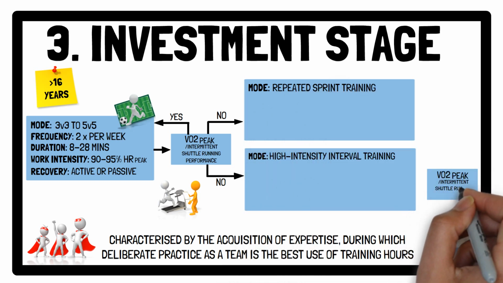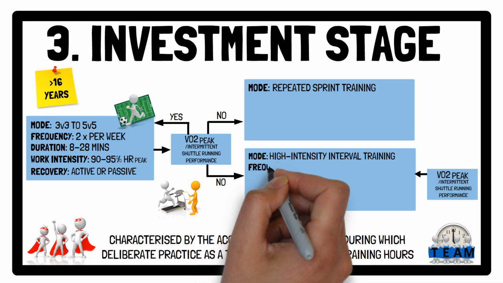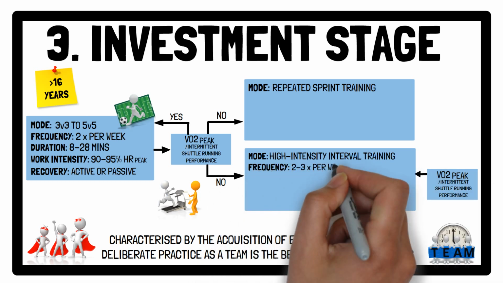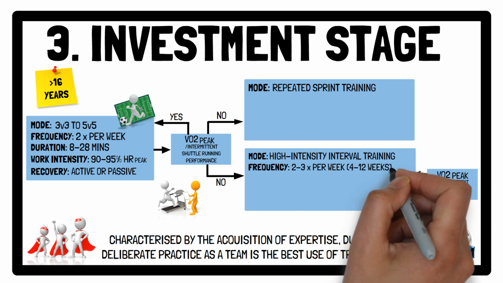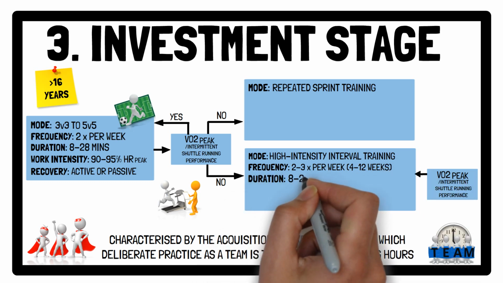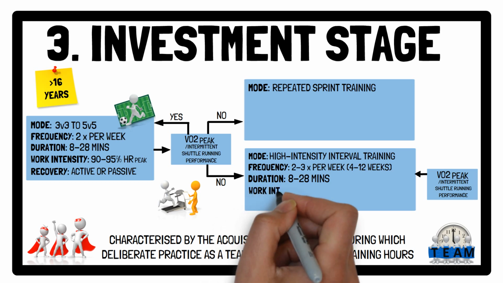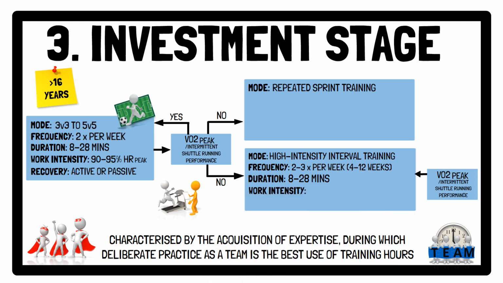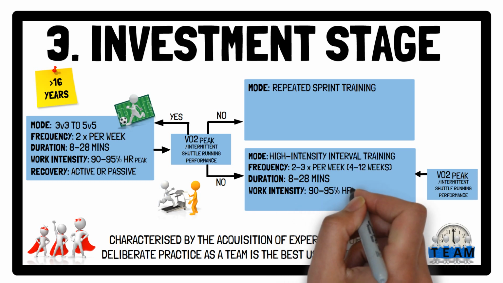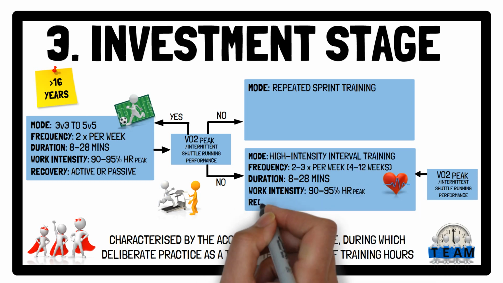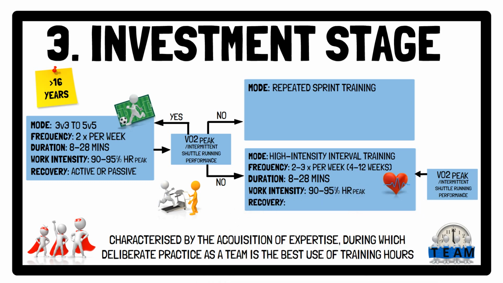Regarding high-intensity interval training, it's suggested that this is completed 2 to 3 times per week, for blocks of 4 to 12 weeks, with similar durations as suggested for small-sided games. And for the work bout, this should be performed at high intensity, for example between 90 to 95% of heart rate peak, separated by either active recovery at 60 to 70% of heart rate peak or passive recovery.